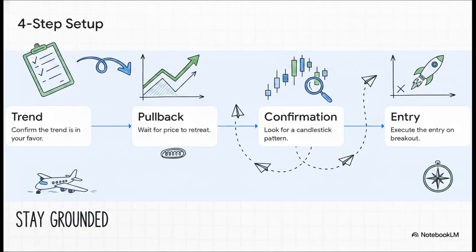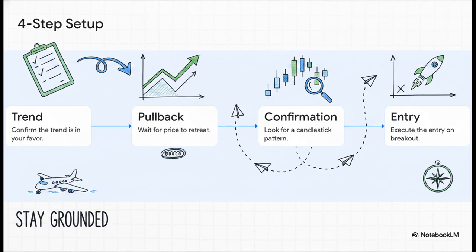To do this safely, we actually use a mandatory 4-step sequence. Honestly, you should treat this exactly like a pilot's pre-flight checklist. Step 1, confirm the trend is in your favor. Step 2, wait for a pullback, meaning the price needs to retreat to a key level. Step 3, look for confirmation, like a specific candlestick pattern. And finally, step 4, the actual entry. If even one of these steps is missing, the whole setup is invalid.